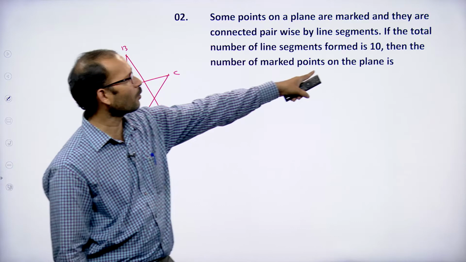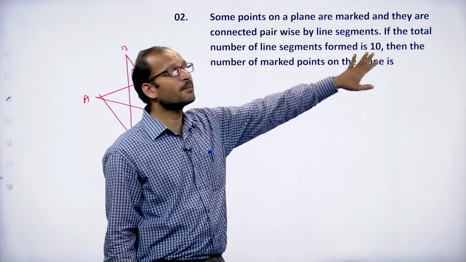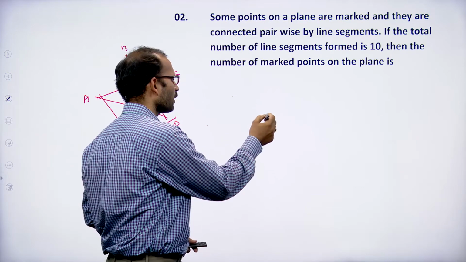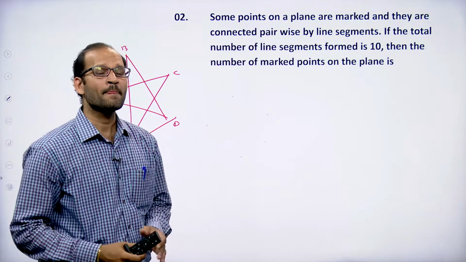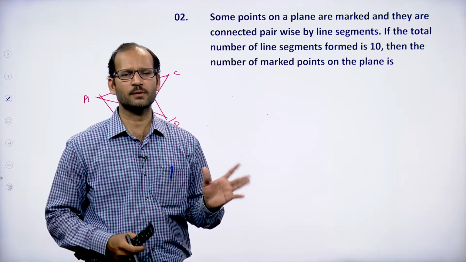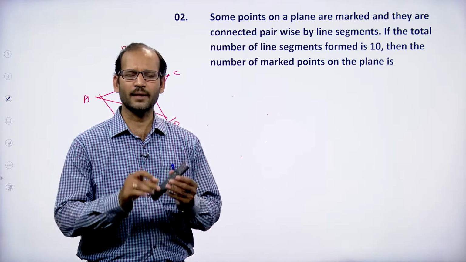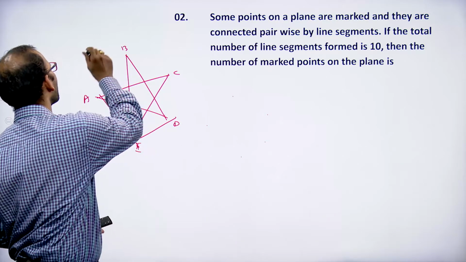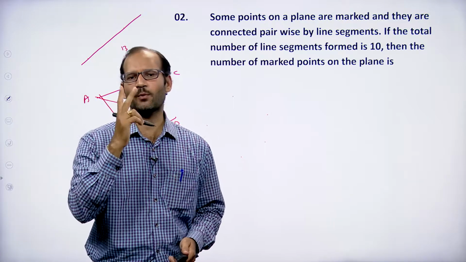The question asks for the number of marked points on the plane, and the number of line segments formed is given. Some points are there in the plane, we don't know how many. But to form a line segment, how many minimum points are required? Minimum 2 different points. If you have 2 points in the plane, I can join these 2 and form a line.